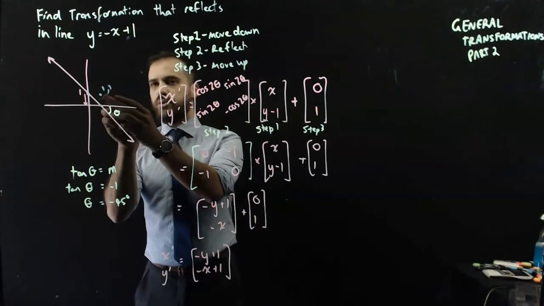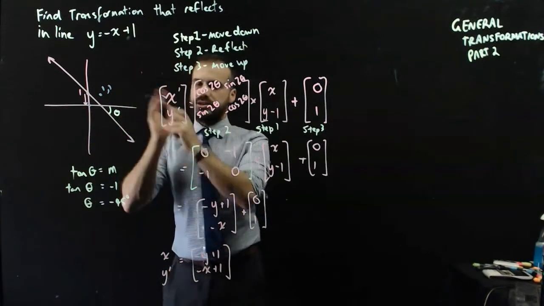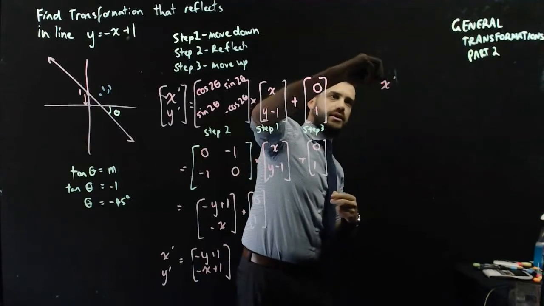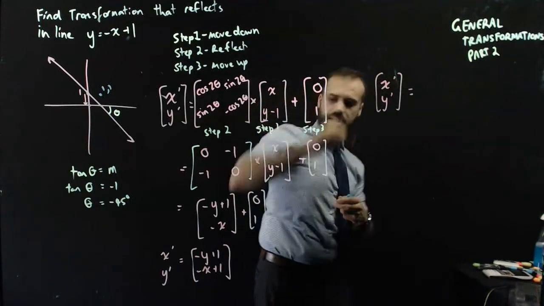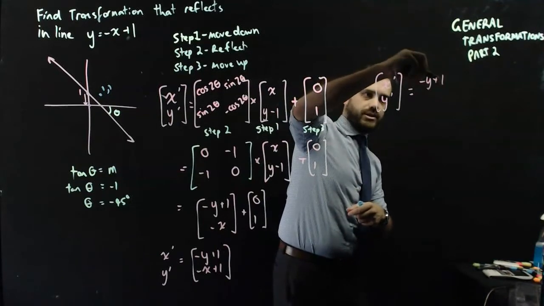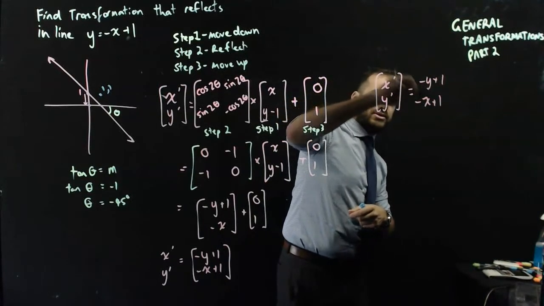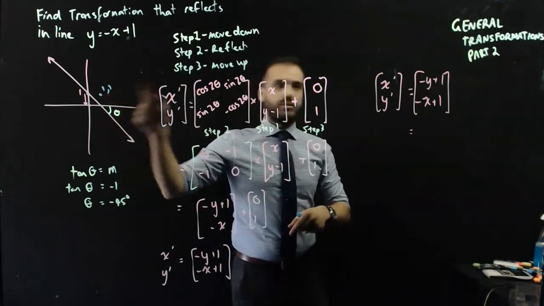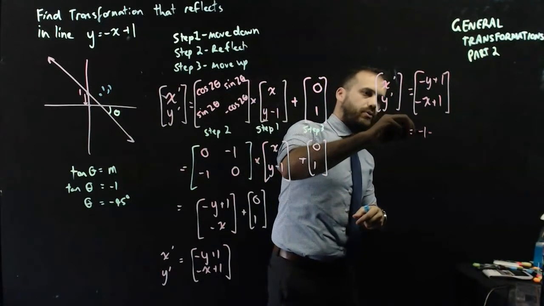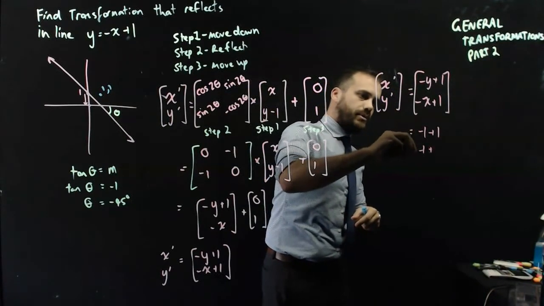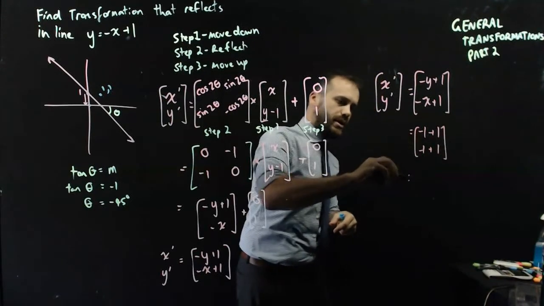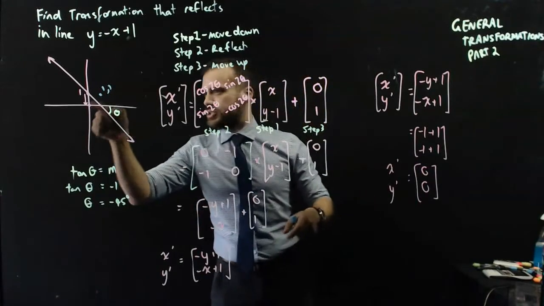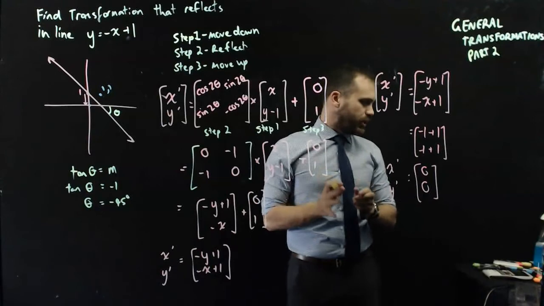Now, if we reflect the point 1, 1 in there, it's pretty obvious that we're going to get to 0, 0. So let's just see if that works using our formula. The image will be equal to negative y plus 1, negative x plus 1. And then we sub in our points 1, 1. So negative 1 plus 1, negative 1 plus 1. We get the point 0, 0 for our image, which is exactly what I expected. So I feel like we're good to go.